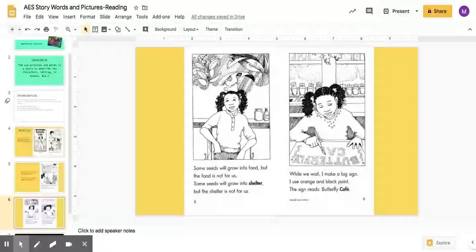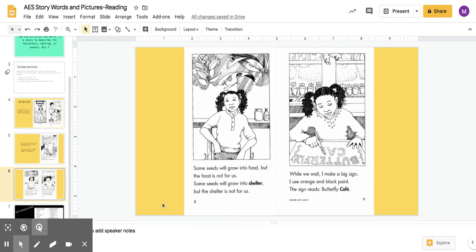In pages 8 and 9, it says, "Some seeds will grow into food, but the food is not for us. Some seeds will grow into shelter, but the shelter is not for us. While we wait, I make a big sign. I use orange and black paint. The sign reads Butterfly Cafe." Okay, let's look at page 8 right now. Think about the title. It was called Butterfly Cafe.